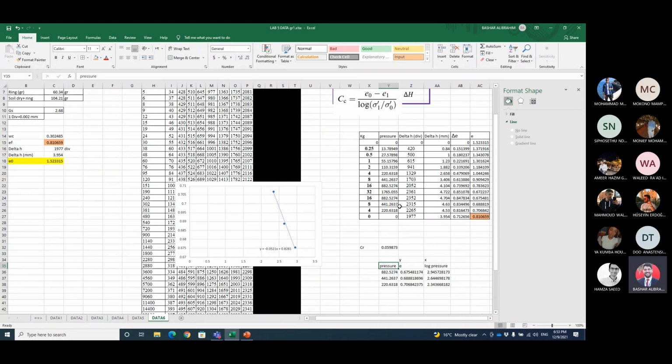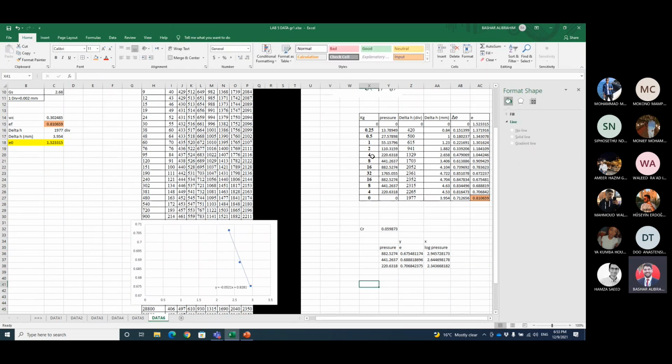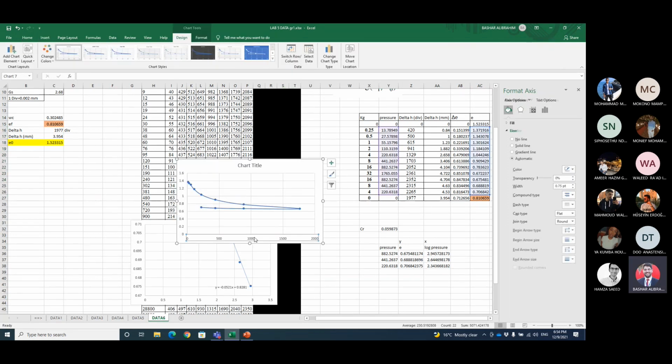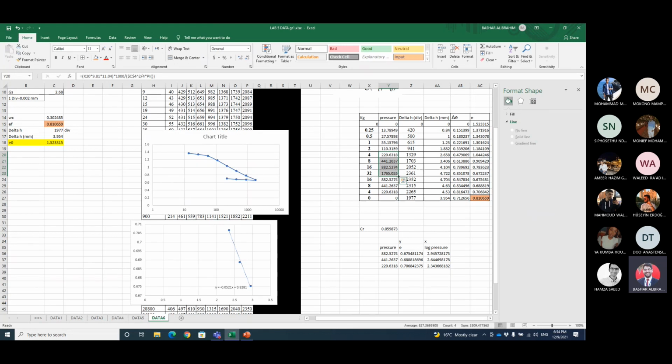Similarly, for the CC, let us draw again. I think I deleted the main plot. For the CC, let us check where is our virgin compression. We can see that from 32 up to 4 kilo, it is CC.